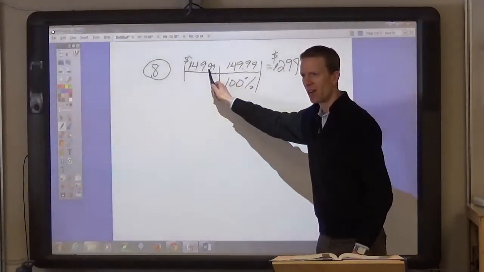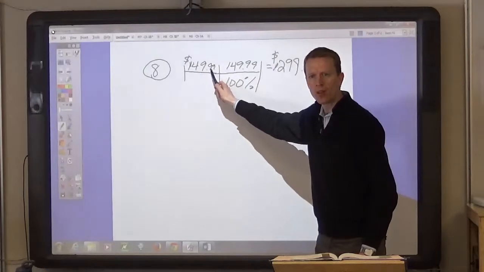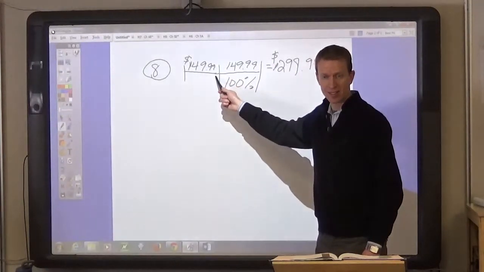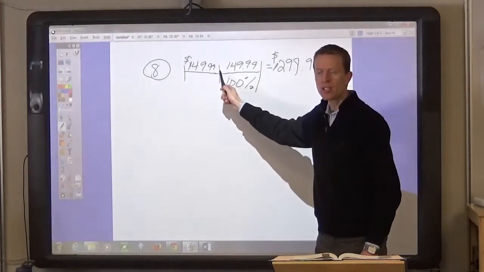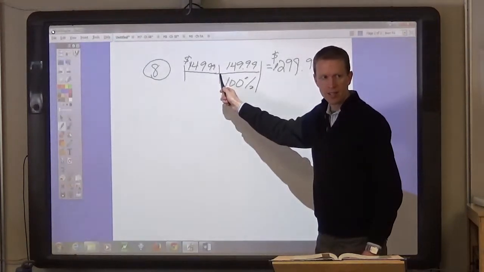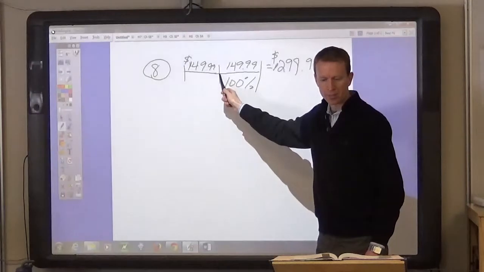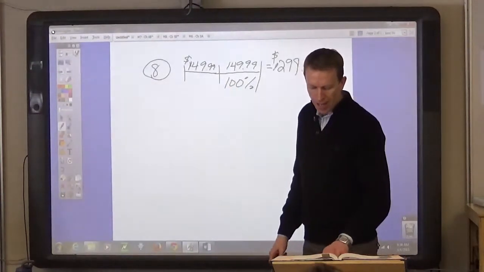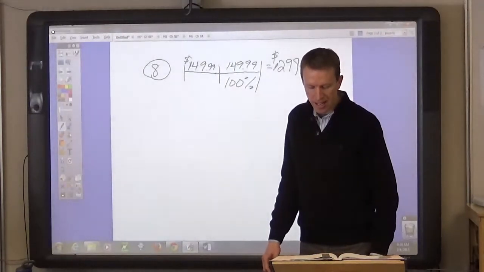That's why the model is helpful, and it doesn't take very long to draw, does it? So use this model. All right. Let's go on to finding the discount and the sale price.